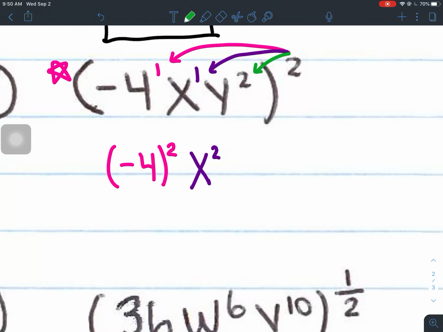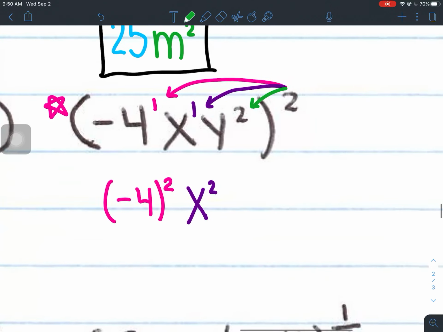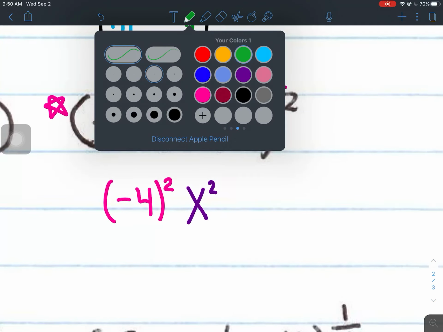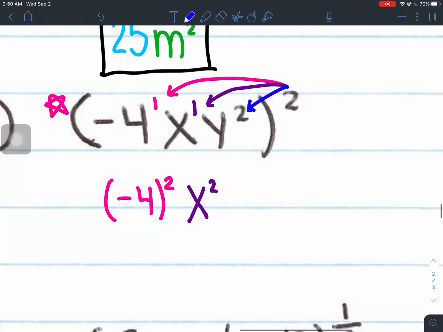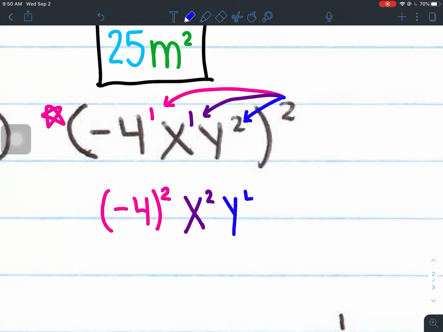Okay? And then I'm not going to use green because I used green up there. I'm going to use blue. Okay, you're going to do 2 times 2 for the y exponent, so that would be 4. Okay, so this is what I have so far.